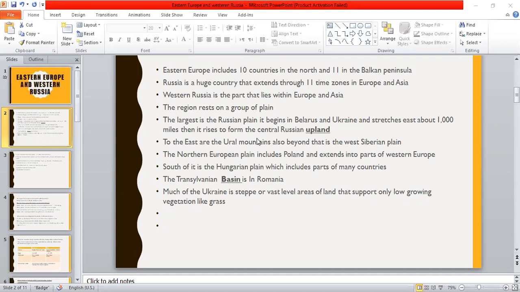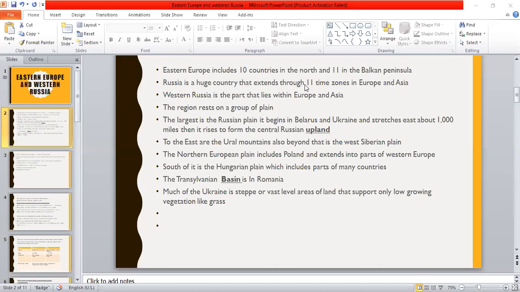To the east are the Ural Mountains. Also beyond that is the West Siberian Plain. So now we have many plains. We have the Russian plain, we have the Siberian plain. Also the Northern European plain, which includes Poland and extends into parts of Western Europe, which gives us the third plain, the European plain. South of that is the Hungarian plain, which includes parts of many countries.